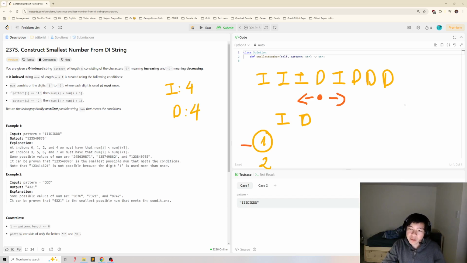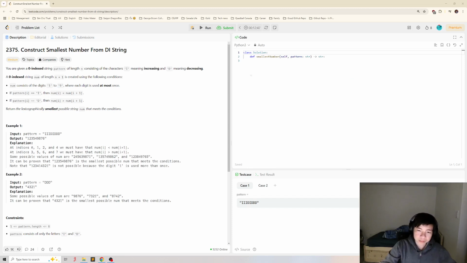Going from backward, is that easier? No. Wow, this is hard.